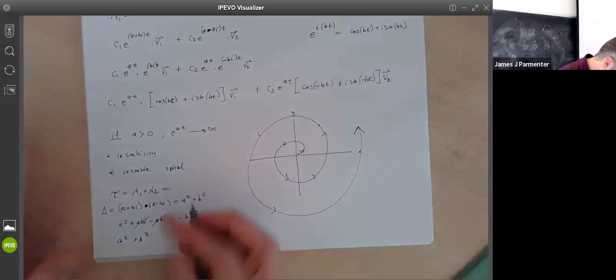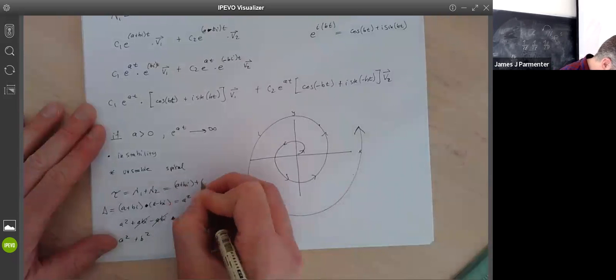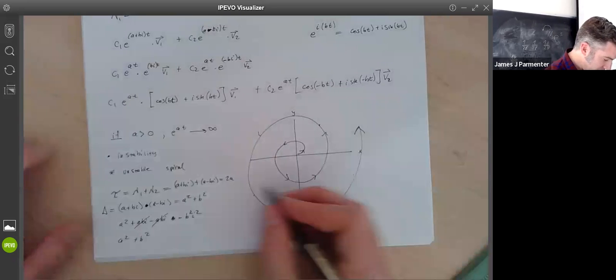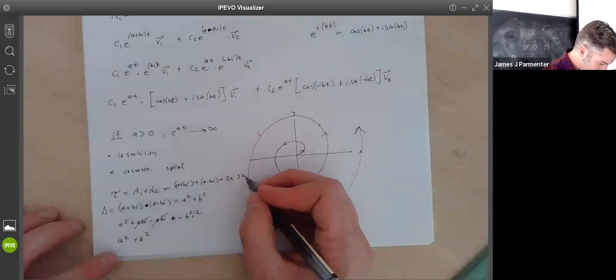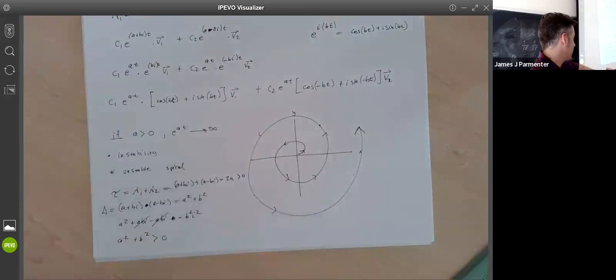That's the determinant. So the determinant is a squared plus b squared. The trace, sorry, is a plus bi plus a minus bi, which is just 2a. So the trace is positive, and the determinant is also positive. Kind of neat. I wish I had more time.